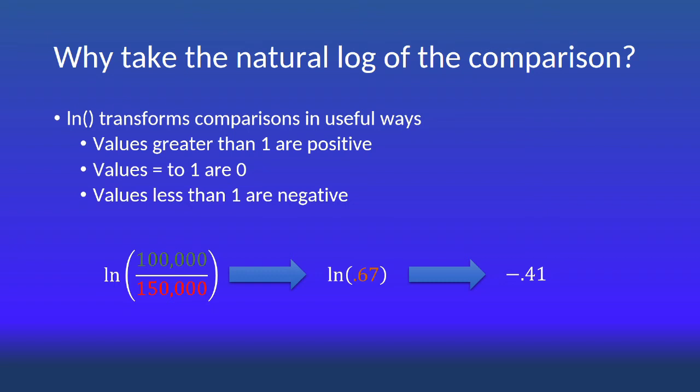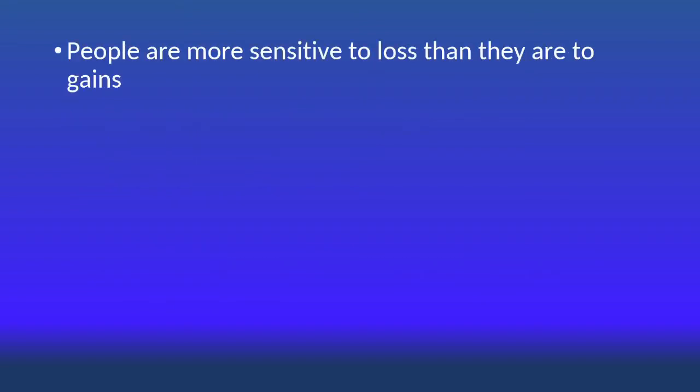If the person were making the average amount, then the comparison would wind up as 0. And if they were making more than average, then the comparison would end up being positive. The second important thing that the natural log gives us is a way to model the psychological sensitivity to loss. It is a psychological fact that people are more sensitive to loss than they are to gain, and this fact matters when it comes to comparisons.